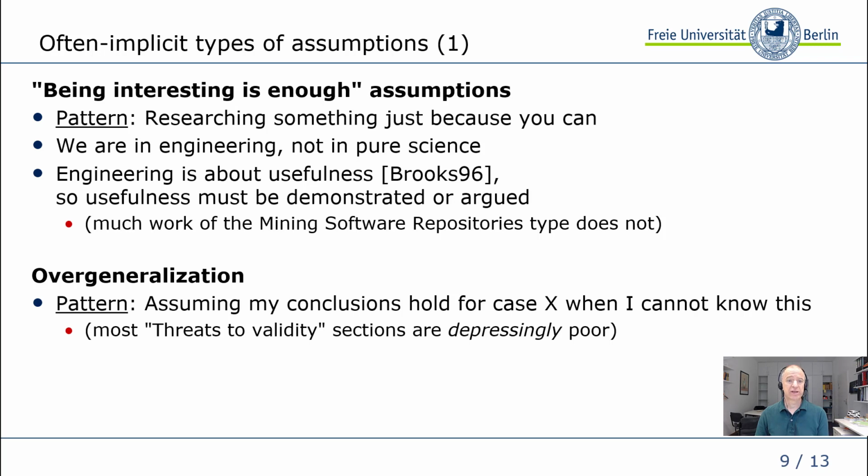Second category is overgeneralization. The pattern here is that I assume my conclusions hold for case X, where truly I cannot be sure of this at all. And the threats to validity section should be the place where I should discuss the problems of making that assumption. I may make it, but I need to discuss its pros and cons. But when you look at real threats to validity sections, they are often depressingly poor in this respect.